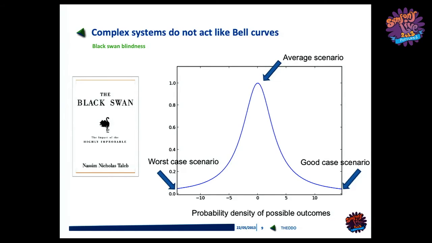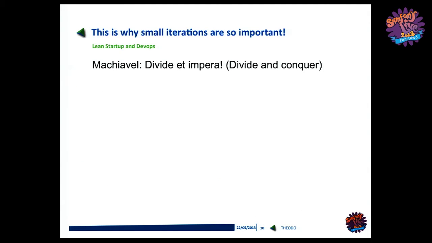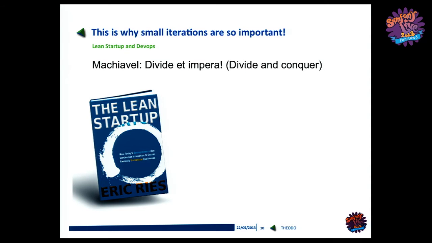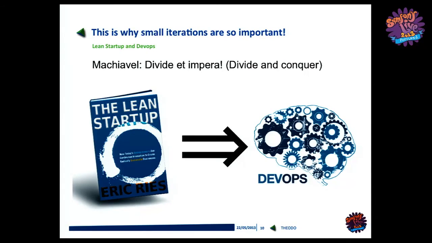And so the solution to that, if you don't want to file for bankruptcy in the short term, is of course to work in small chunks, small iterations. And that's what all agile methods are about. So you've got lean startup, where you have to iterate in really short iterations with your customers. And on a technical level, I would say this is really what DevOps is all about. I don't know if you've heard about DevOps. Really interesting movement, which is all about how can I deploy as often as possible in production.